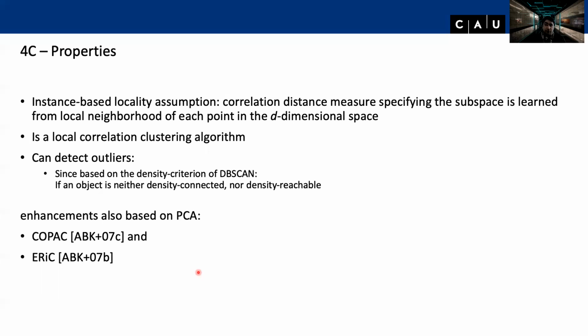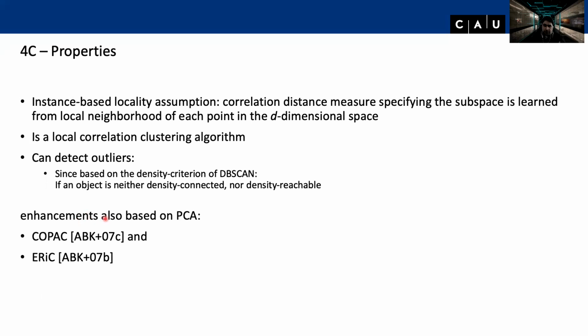In contrast to ORCLUS, and this is what I mean with the contrastive view, it can detect outliers. Since it is based on the density-based criterion from DBSCAN, it is capable to distinguish between noise points, which are neither a core point nor density reachable, versus objects which are either core points or that are somehow density connected or density reachable.